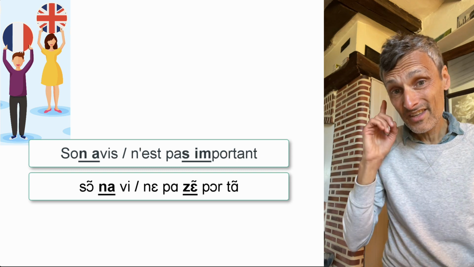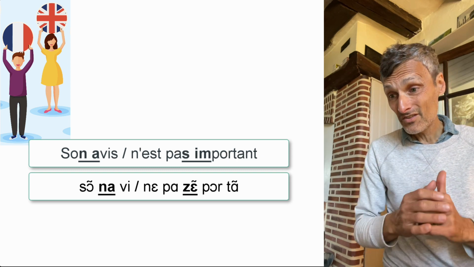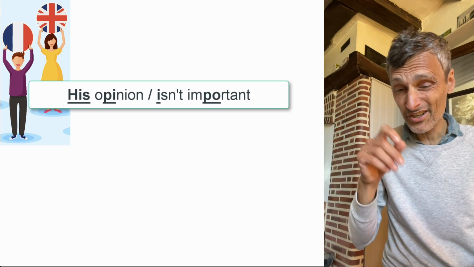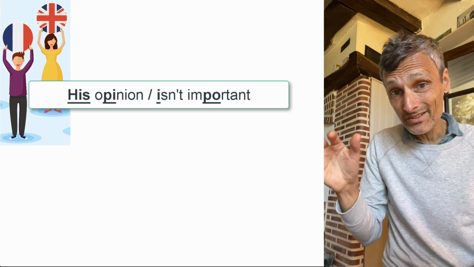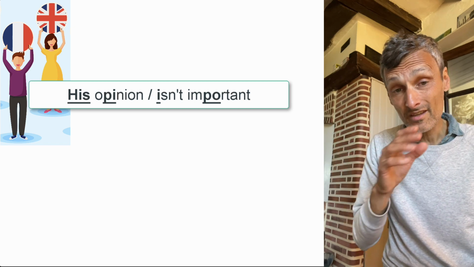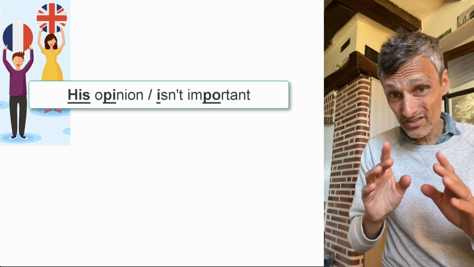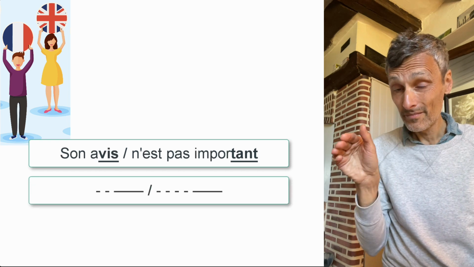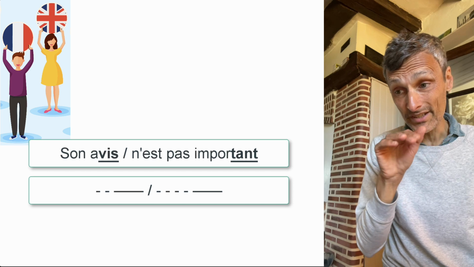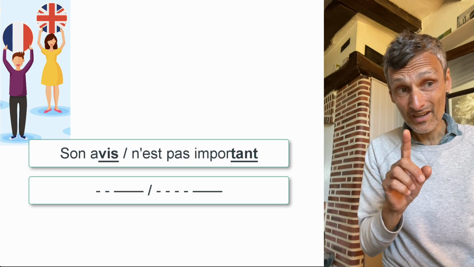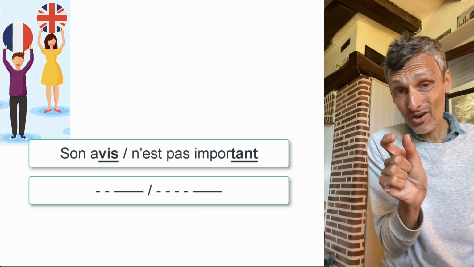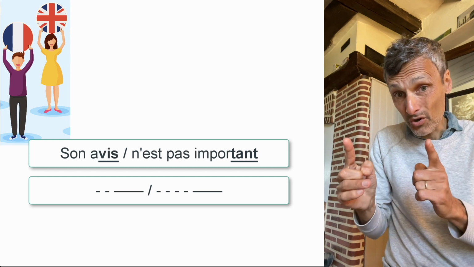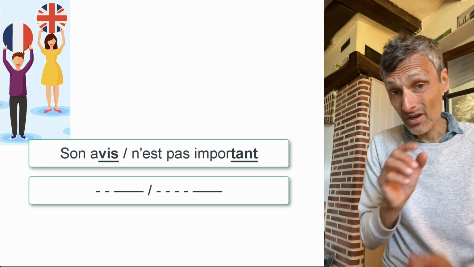One more thing. The intonation, the melody. So, in English, his opinion, da-da-da-da, isn't important, da-da-da-da-da. His opinion isn't important. But in French, it's not that way. It is son avis, da-da-da, n'est pas important, da-da-da-da-da. So, you can hear that the duration of the syllables is the same, except the last one, which is a little bit longer.